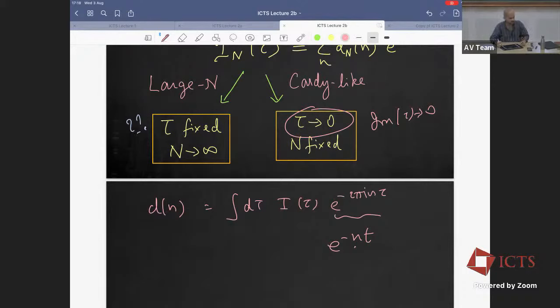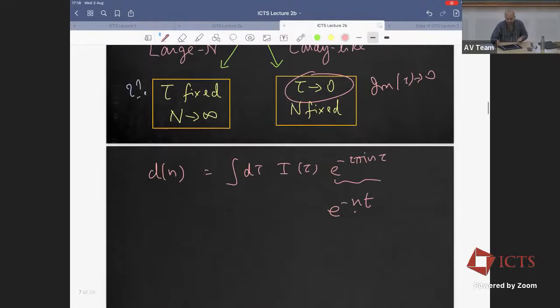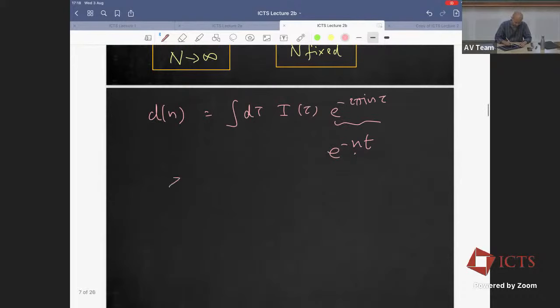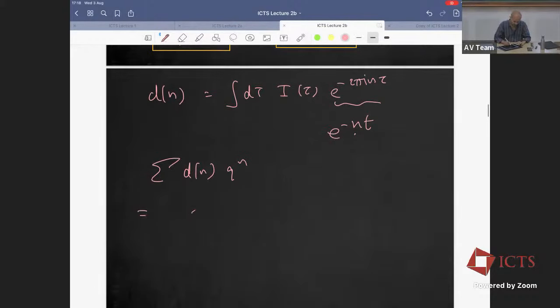Okay. Still controlled by a saddle point, you have to find the right saddle. Definitely. I'm just saying that the saddle need not be at tau equal to 0. It can be there. So you'll have to scan 0 to 1. But since you asked, it's a very nice thing. Now we look at this, d_n q to the n. Now imagine there are only signs, plus or minus. Then write this as d1 of n q to the n minus d2 of n q to the n, where both d1 and d2 are positive. You can always do that.